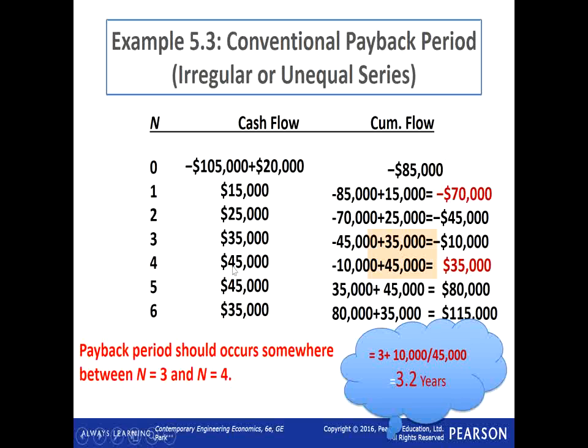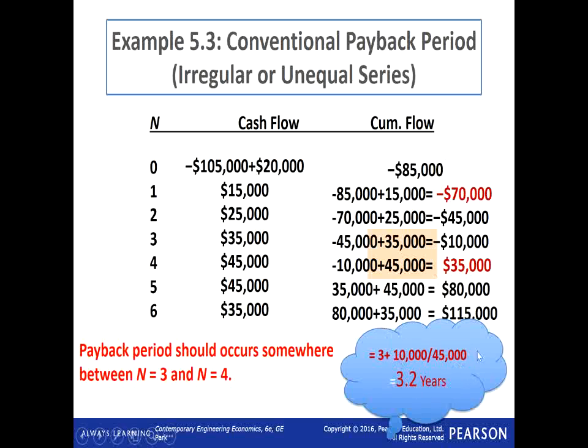So as per the rule, we use the next year's cash flow: 10,000 divided by 45,000 gives you the fraction of the year after the third year in which the amount was recovered. If you solve this equation, it will be 3.2 years. So our payback period for this project is 3.2 years. This company will recover their initial investment in 3.2 years.